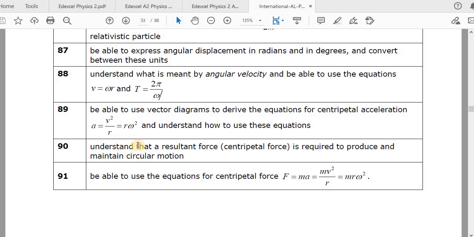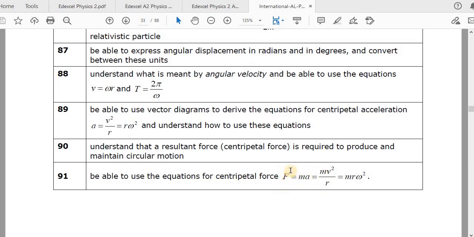Understand that a resultant force, now in this case if it's moving in a circle, that resultant force you can say is towards the center of the circular path, and if it is towards the center of the circular path, then definitely that will be a resultant force, and to be very specific, that is called centripetal force, because this force is required to produce a circular motion.